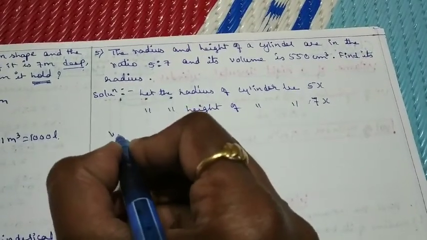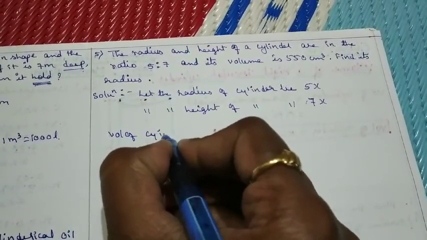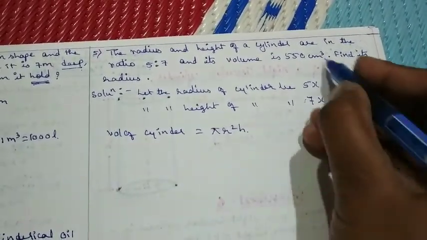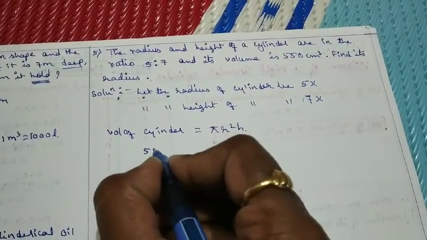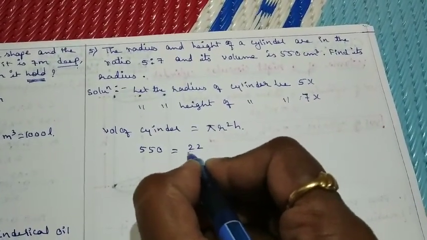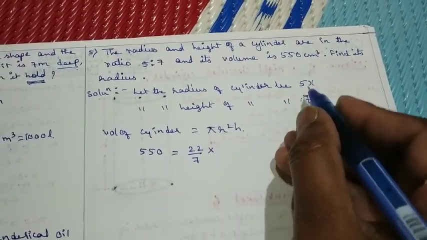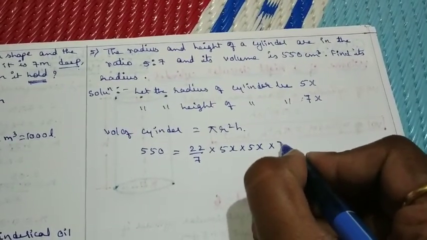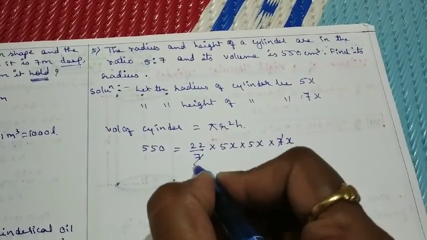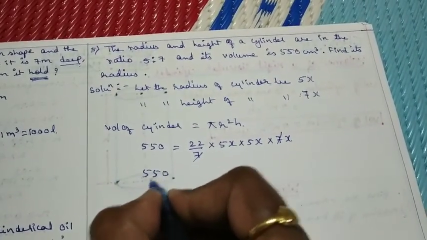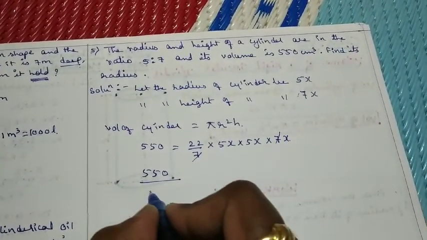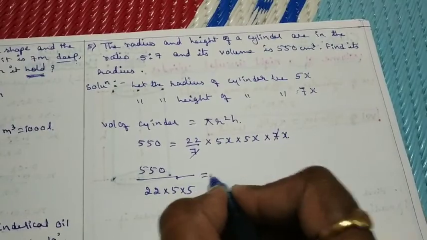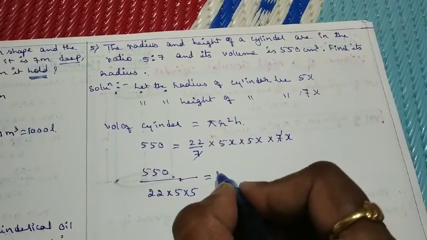Next, volume of cylinder equals pi r square h. Volume is given, that is 550 centimeter cube. 550 equals, pi value is not stated, so I'll take 22/7 into radius squared, therefore 5x into 5x, and the height is 7x. This 7 gets cancelled. 550 divided by, this all under multiplication, so 22 into 5 into 5. Put the variables on the same side, that is x into x into x becomes x cube.